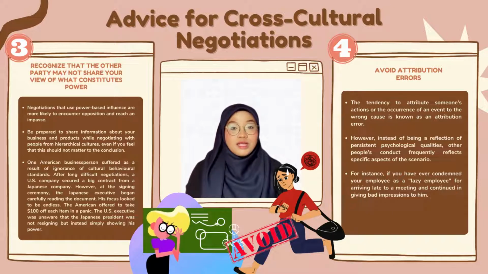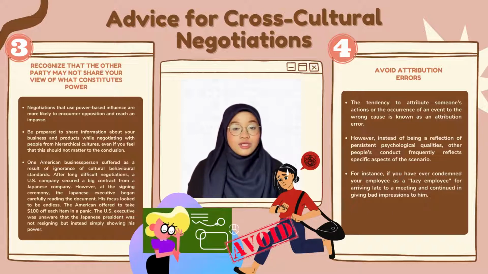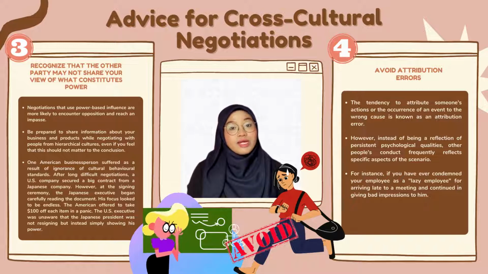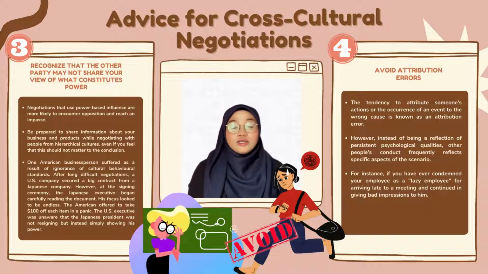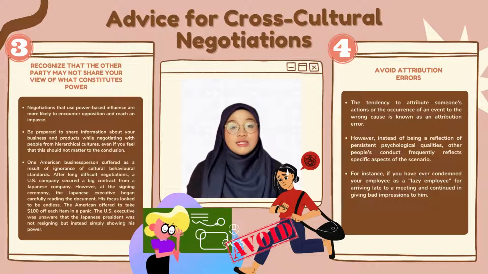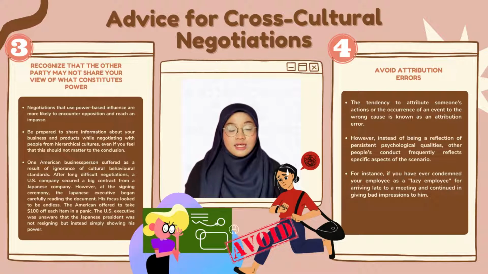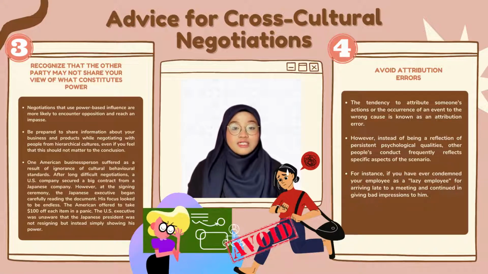For example, if you have ever condemned your employee as a lazy employee for arriving late to a meeting and continue giving bad impressions to him because of his past mistake. Therefore, you need to realize that you have committed the fundamental attribution error, as you are considering him a lazy employee only because of one mistake. So, as a good negotiator, you need to avoid this attribution error in negotiations.